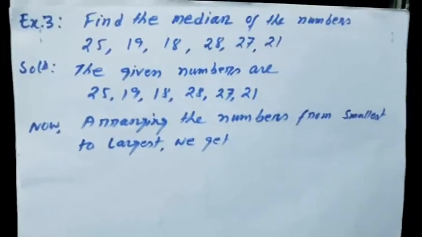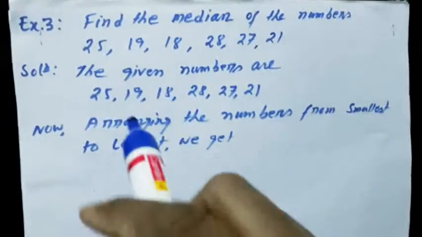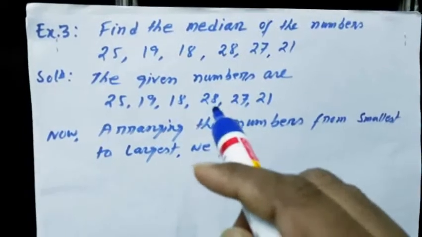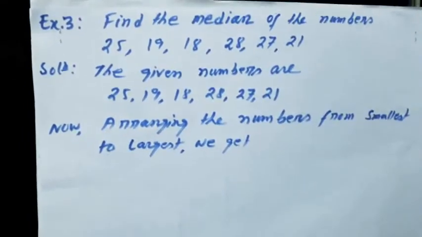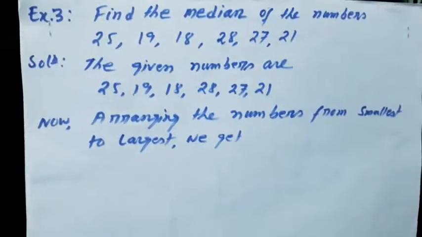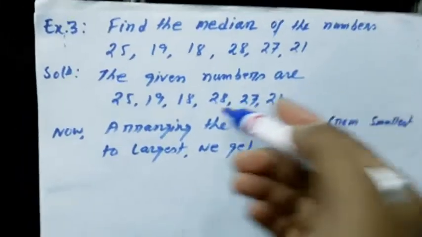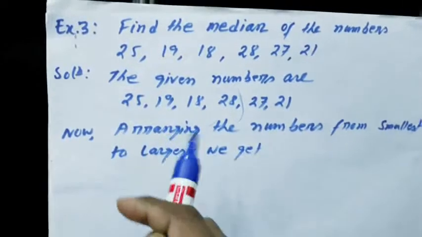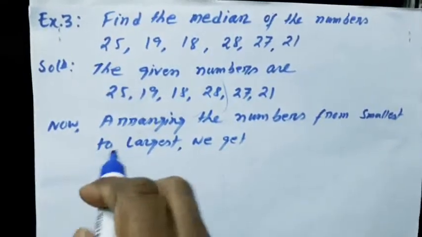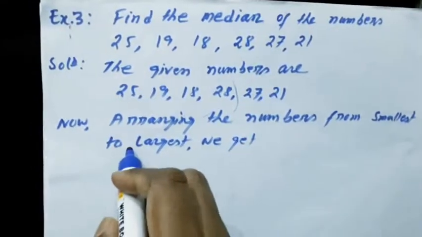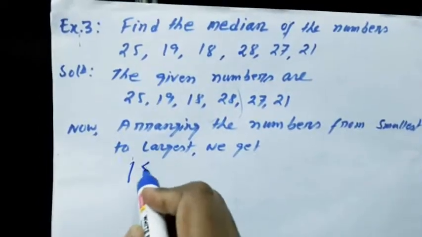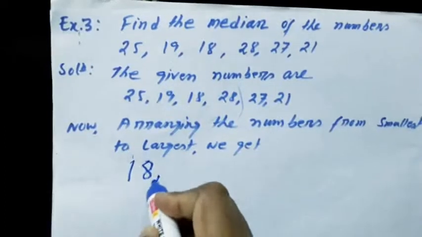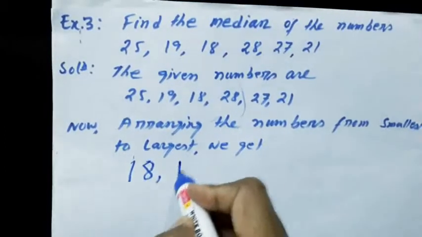Now the problem is given: 25, 19, 18, 28, 27, 21. These are the numbers. We have to find the median of it. Same process, we will arrange the numbers from smallest to largest. What is the smallest number here? The smallest number is 18. Then 19.